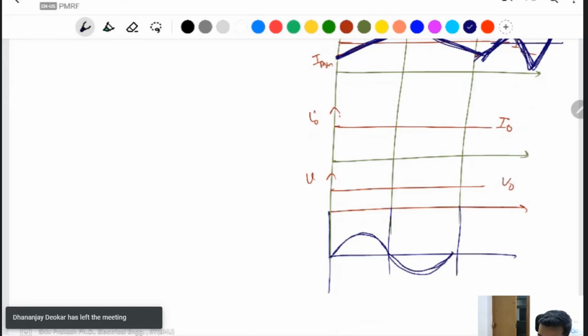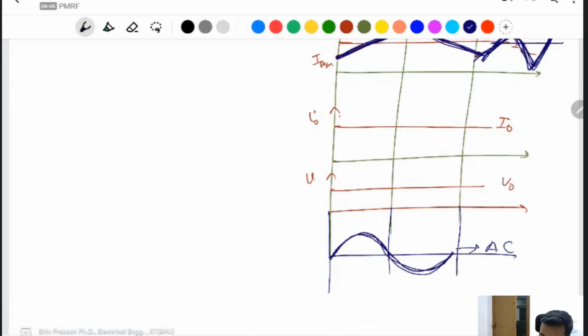This one is a sinusoidal. You can say this one is an AC signal. This one is a DC, a pure constant voltage, a DC signal. If you do not have pure DC and you do not have pure AC, it means you have some AC and DC quantity both.